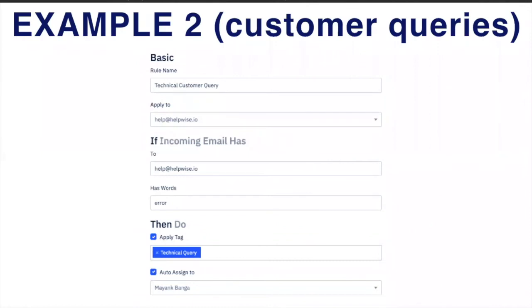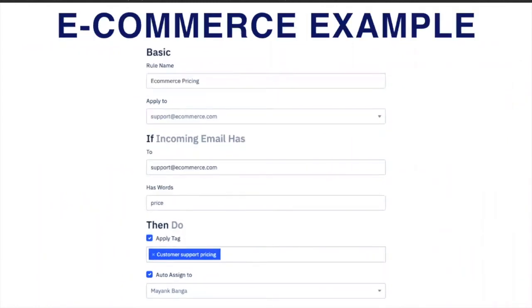Let us take an example to understand this better. As you can see on the screen, we have a rule set up which is named technical customer query, and the rule is set up in such a way that any email which has the word error will be tagged under the technical query tag and then gets assigned to me. We not only use these rules to manage these types of conversations, but we also have a feature called auto assign. The auto assign feature helps us in load balancing of emails for all the members of the support team. Now let's take a different example around this.